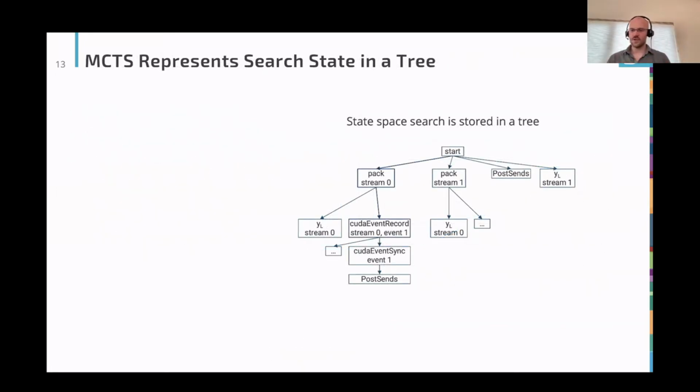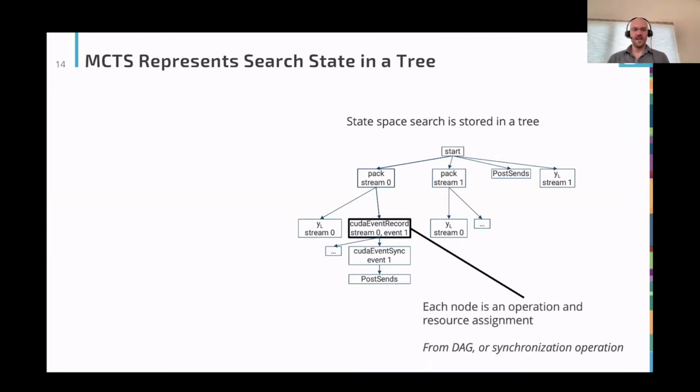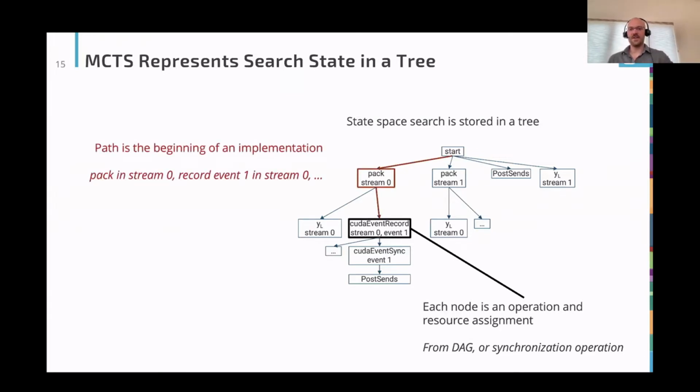So the way Monte-Carlo tree search broadly works is that we represent the search space in a tree. Each node is a particular operation paired with a resource assignment. For example, this could be a CUDA event record that is recording the contents of stream 0 in event 1. This node comes either directly from the directed acyclic graph, or it's a synchronization operation that's been inserted to keep an implementation correct under a specific resource assignment. So the path to this node is the beginning of an implementation. It's an incomplete implementation because many of the operations haven't occurred yet.